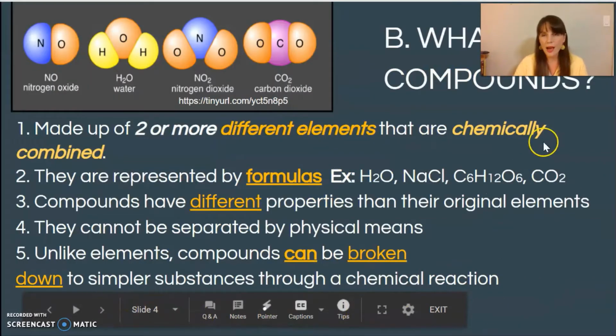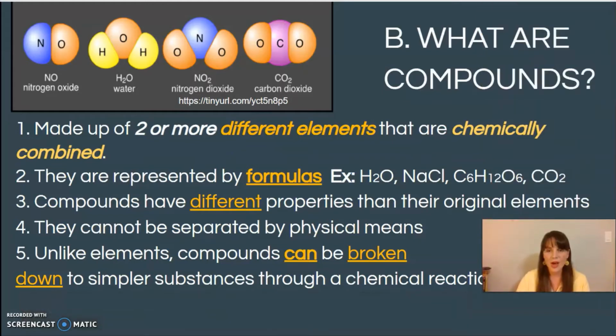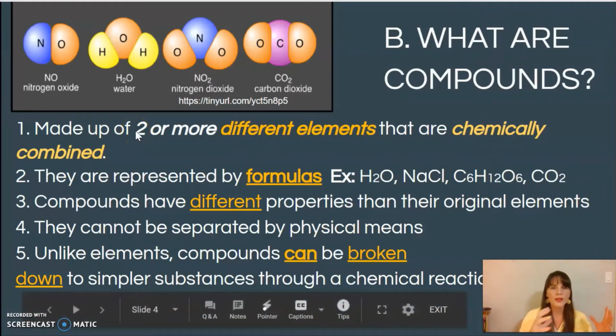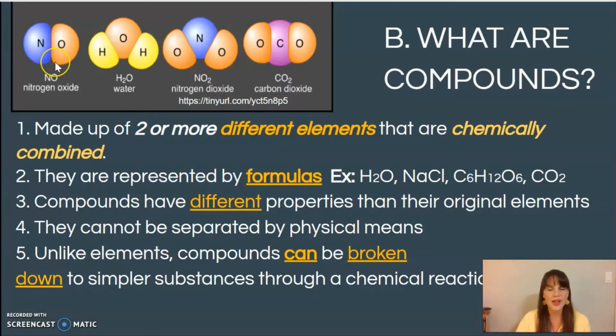So now, what are compounds? Compounds are made of two or more different elements, and they are chemically combined. We have examples of compounds that we are familiar with. Think about water. We know that water is H2O, or nitrogen oxide is NO. Carbon dioxide we know a lot about, carbon and two oxygens. And these are chemically combined with one another, and represented by formulas. Again, H2O, we understand. NaCl, that's table salt that you put on your food at your table, the white stuff, right? NaCl, sodium chloride.